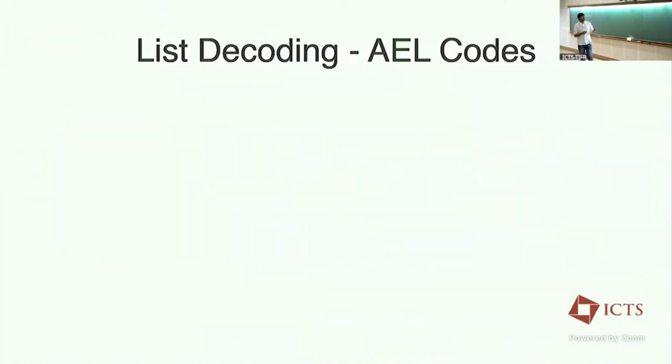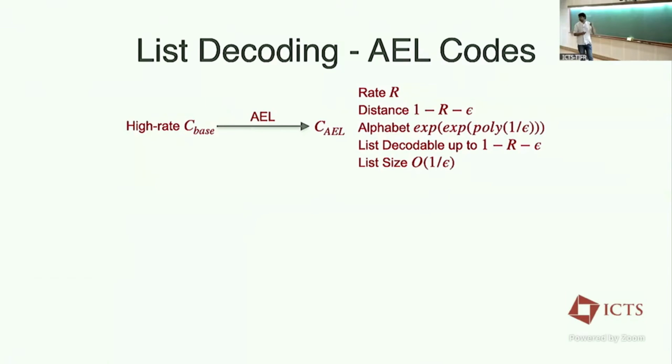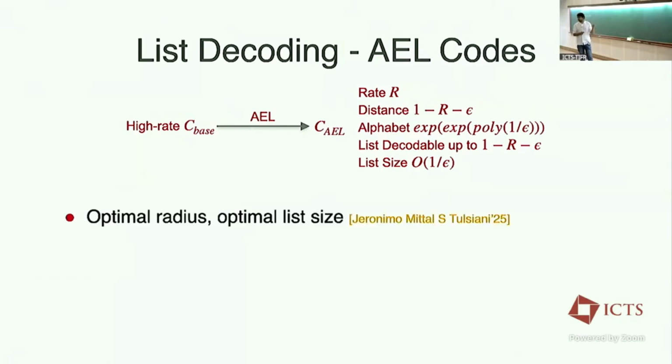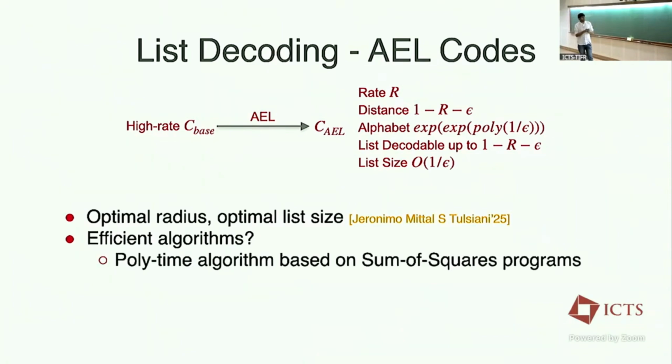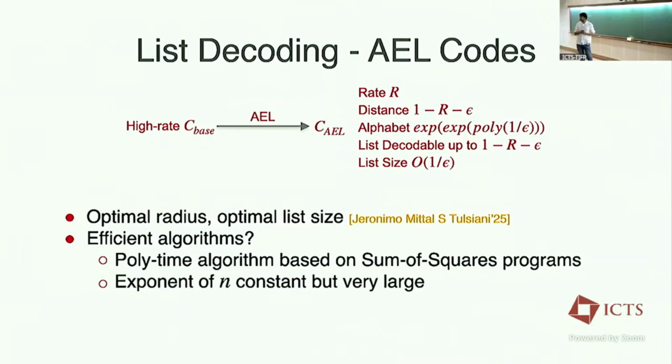What Madhu's talk showed was that AEL also has optimal radius and optimal list size. What about time? So in terms of time, there are polynomial time algorithms that are based on sum of squares programs, but they're really just polynomial time algorithms. So the exponent of n is a huge constant, independent of n, but depends on epsilon in a very bad way. And in particular, they are nowhere close to quadratic or cubic, definitely not linear, etc.